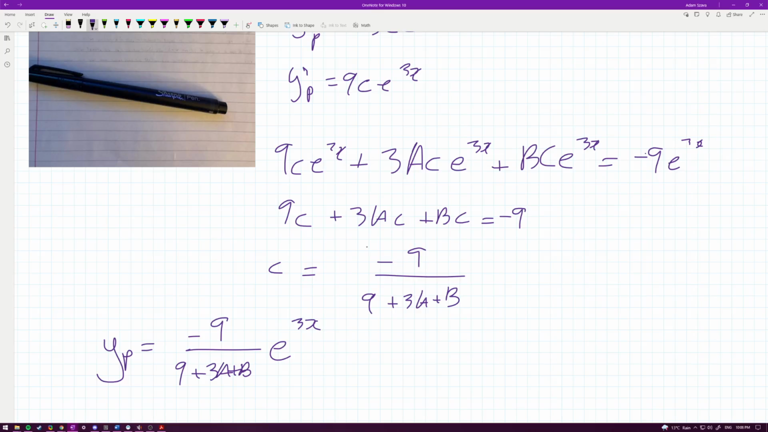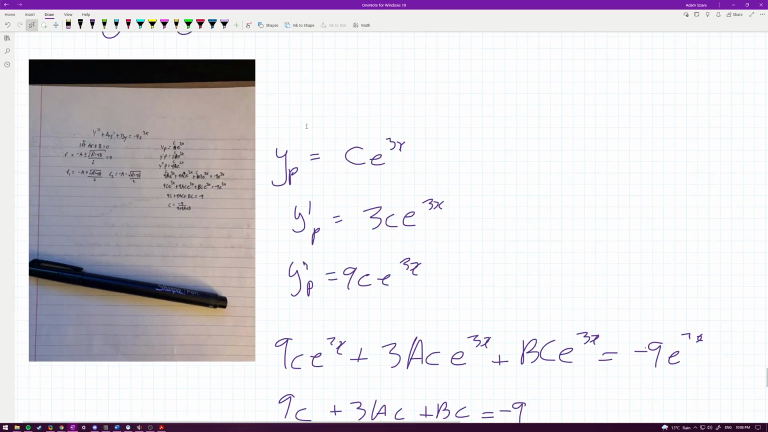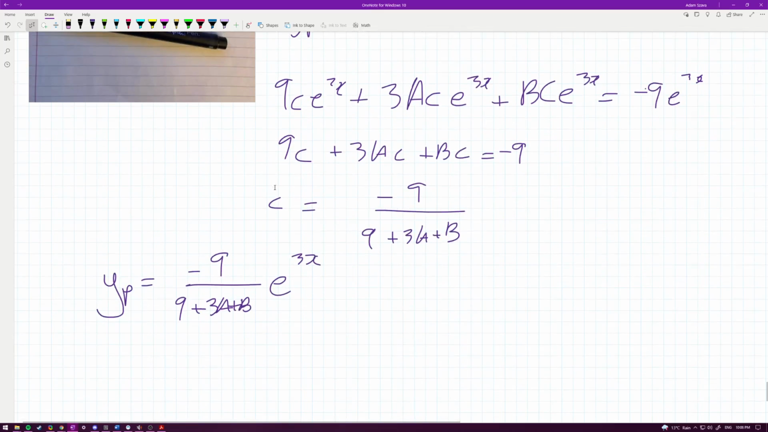Wait, just a quick question about this. Where did the C come from? Oh, C is just because when you're getting a particular solution, you're guessing. Well, it's not really a guess, but you're using the table method to determine a particular solution. You need a constant in the front, so it's just C, and you need to figure out what that C is in particular. So you need to be able to solve for C.